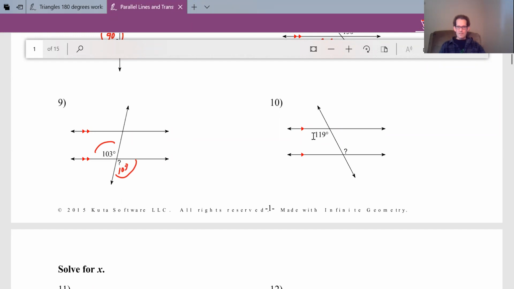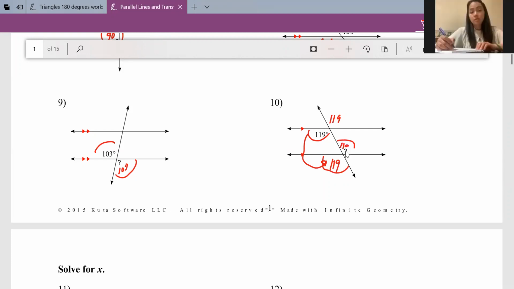For number 10, the vertical angle here, if this is 119, then this is 119. You see how this is obtuse. This is acute, so that's not a match. But if you go down here, this angle is the exact same. It's an alternate interior angle. So this is also 119. And then you've got vertical angles that are congruent. So if this is 119, then the one that you're looking for is also 119.